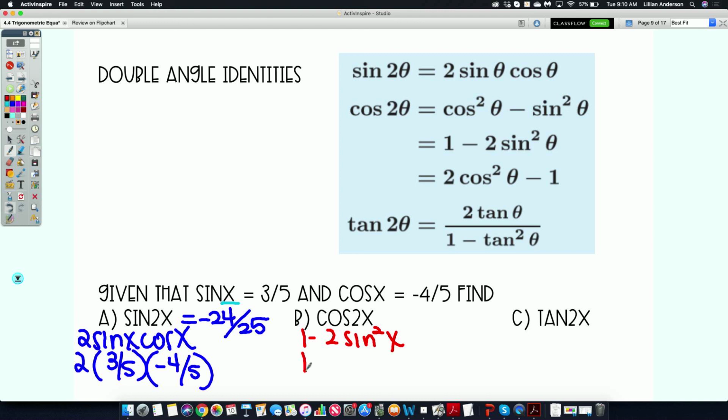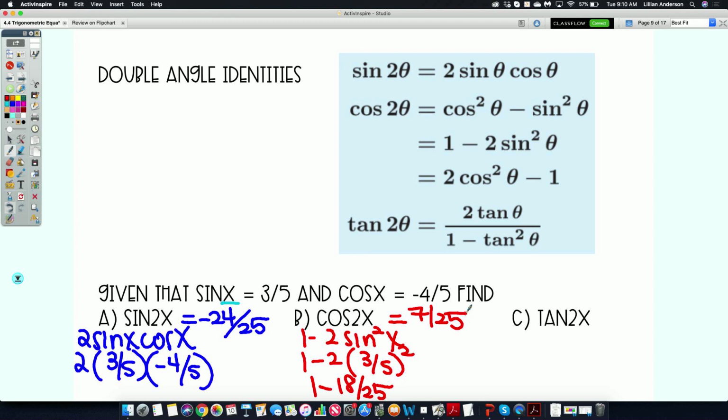So then I can replace sine with 3/5, and then I square that. Order of operations says I square first, so what's 3/5 squared? 9 over 25. Then I multiply that by 2. What's 9 over 25 times 2? So this becomes 1 minus 18 over 25. So cosine of 2x is going to be equal to 7 over 25. And that's the same value you would get if you use a different identity as well.